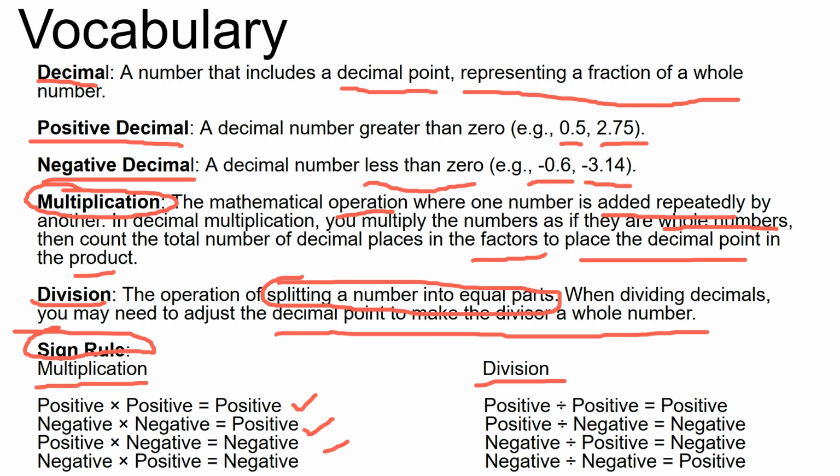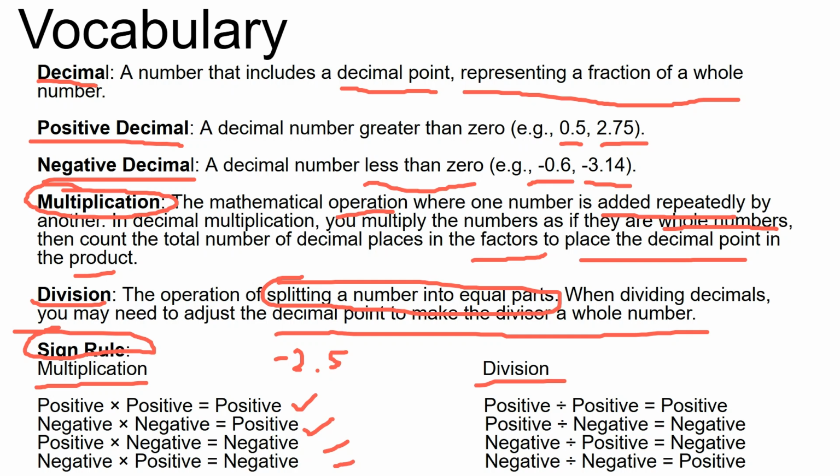Positive times negative is negative. All right, and then the last one is negative times positive is negative. A good example is what we just had in our scenario. We have negative 2.5. Let me use my pen. Hold on. Yeah, there you go.